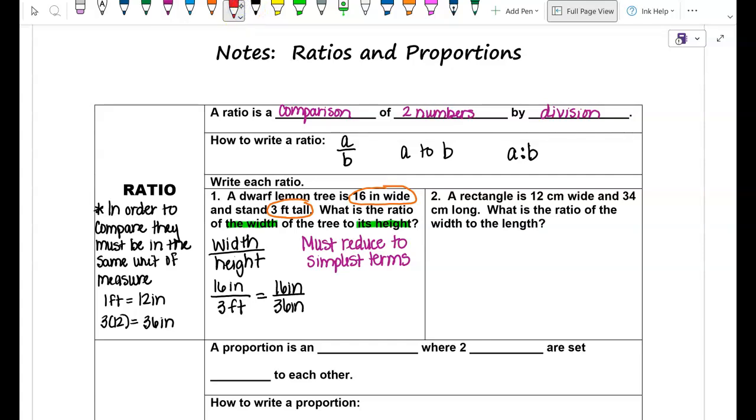So 16 and 36, I know that they are both divisible by 4. So I can simplify them. 16 divided by 4 is 4. 36 divided by 4 is 9. So I can leave it as 4 over 9, or I could write it as 4 colon 9. They are both saying the same thing, that for every 4 inches in the width of the tree, there are 9 inches in the height of the tree. That's the comparison that is happening here.